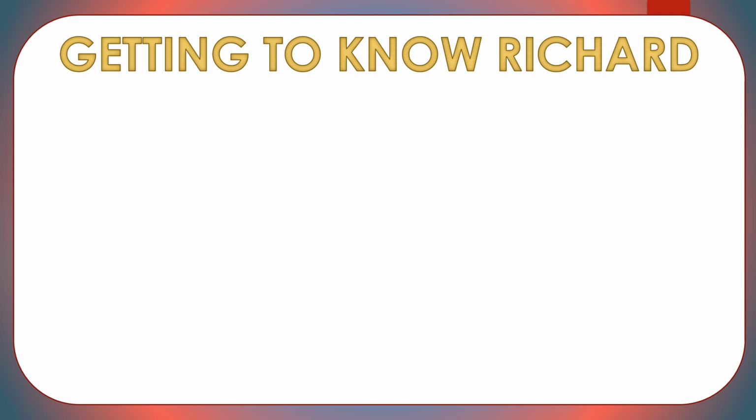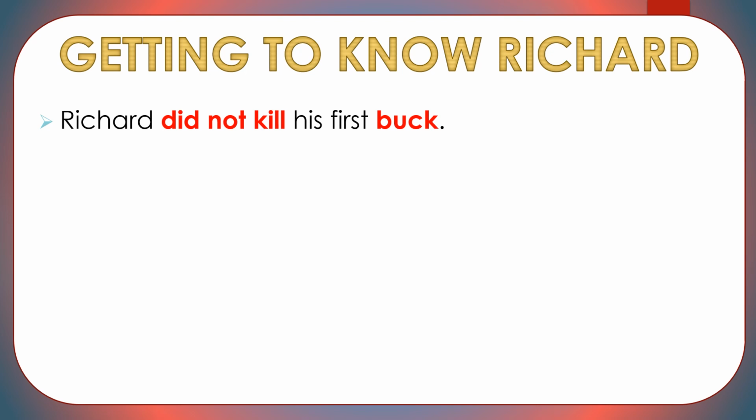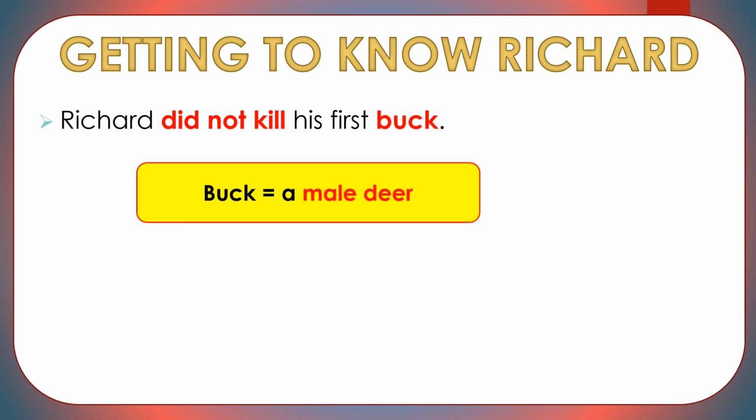When they were in the forest, they spotted a beautiful buck, and Richard was supposed to kill it. However, Richard did not kill his first buck. But before that, what is a buck? A buck is a male deer.